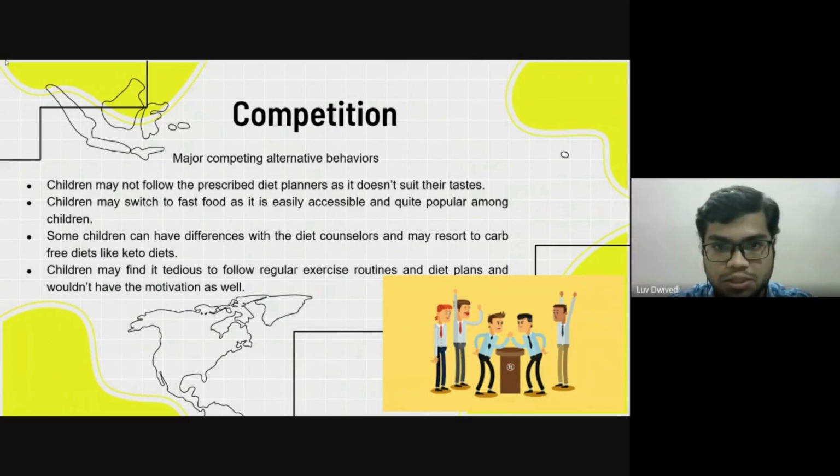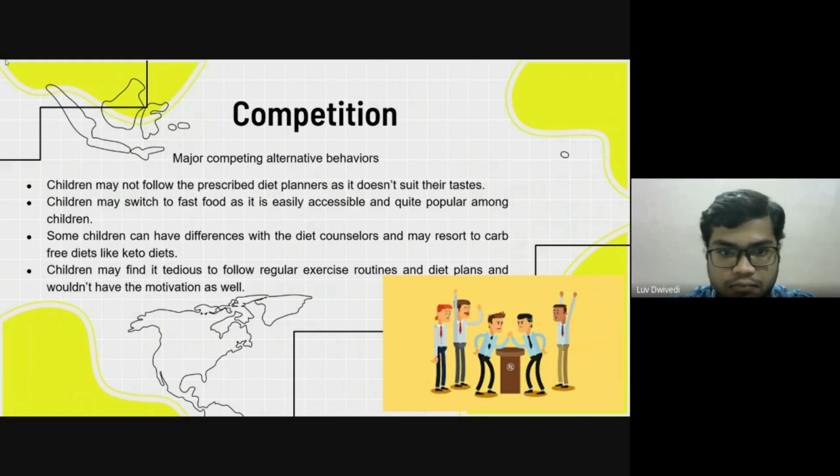Yes, now coming to the competition, our target audience can be demotivated or unwilling to follow the desired behavior. So, I'd like to discuss major competing alternate behaviors. First, children may not follow the prescribed diet planners as it doesn't suit their tastes. Next, the children may switch to fast food as it is easily accessible and quite popular. Then, children can also have differences with the diet counselor regarding the diets, and also they may find it tedious to follow regular exercise routines.